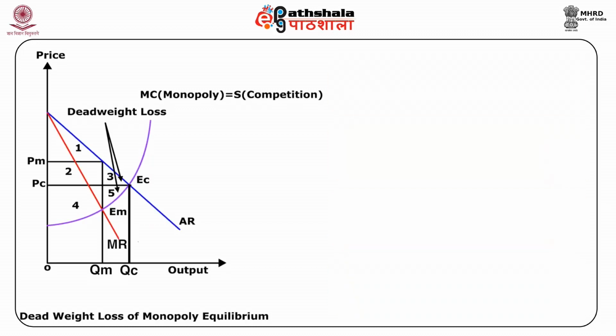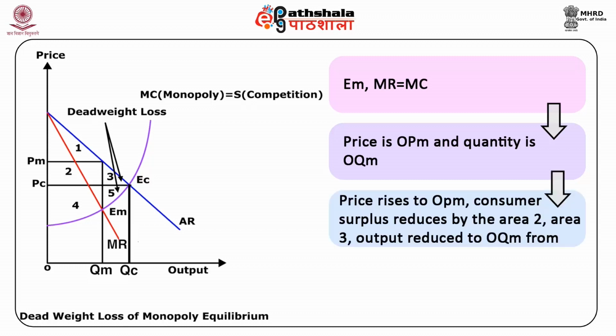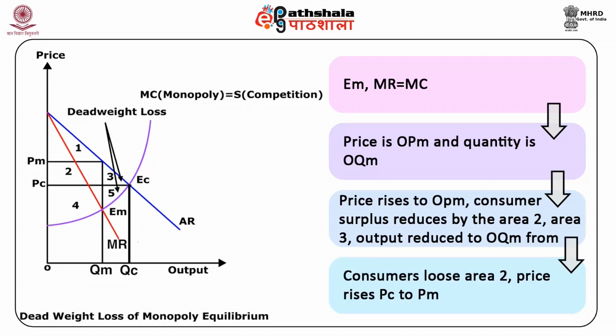The monopolist is in equilibrium at point EM, where MR is equal to MC. The monopolist price is OPM and quantity is OQM. Now, because of monopoly, price rises to OPM and consumer surplus reduces by area 2 and area 3. Consumers lose area 3 because output is reduced to OQM from OQC.